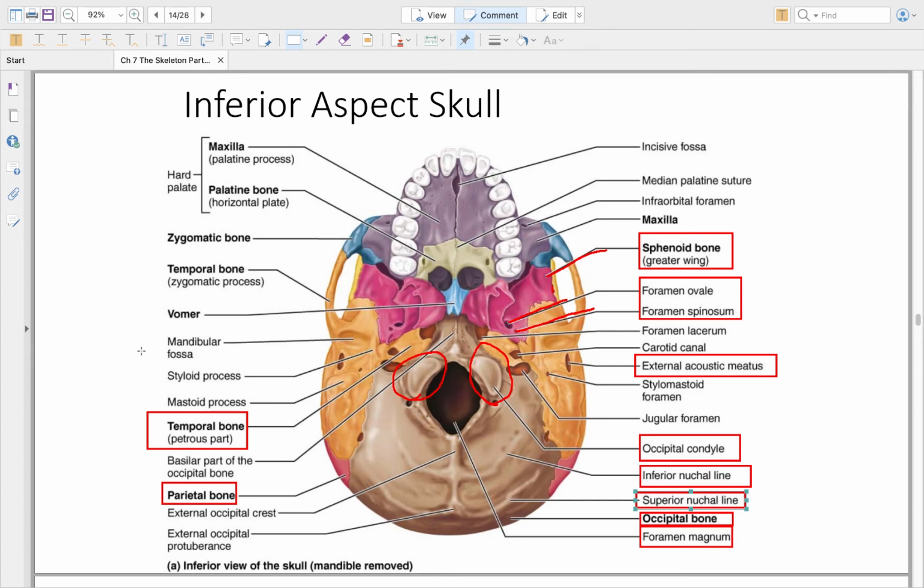Okay, we can see actually a little bit more from this angle on the occipital bone as well. And see this little protrusion. This is called the external occipital crest. And see how it turns into this little kind of triangle. And then it branches off into the superior nuchal line. That's the external occipital protuberance.